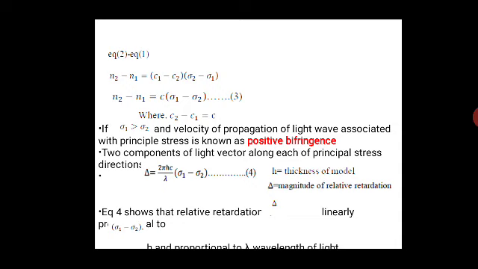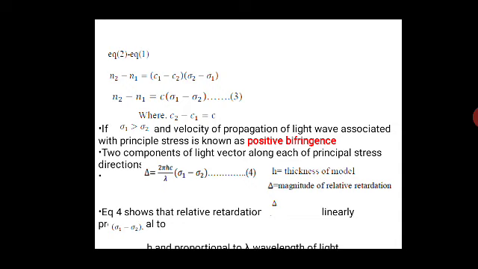When normal stress sigma 1 is greater than sigma 2 and the velocity of propagation of the light wave is associated with the principal stress, then such a pattern is called positive birefringence. Birefringence is nothing but the pattern which is observed on the member.